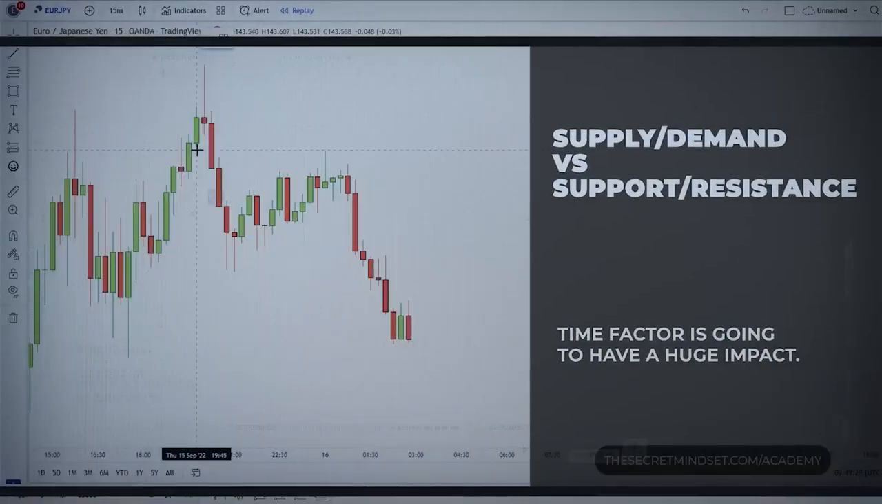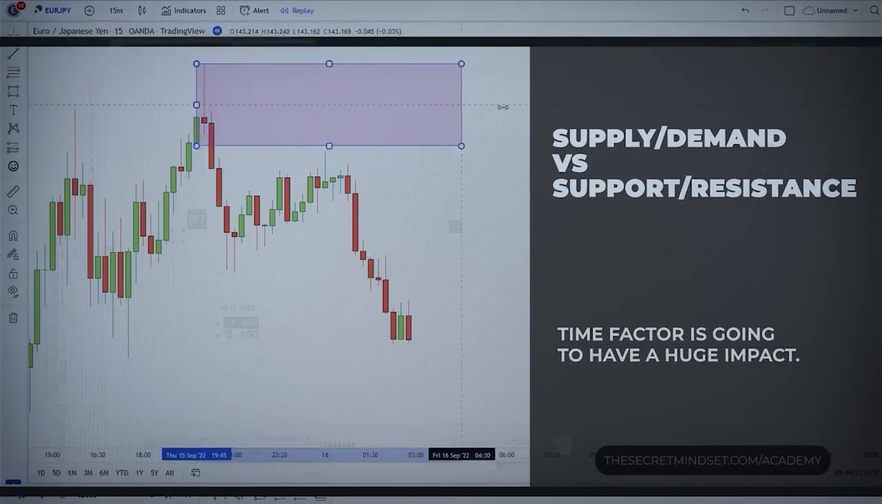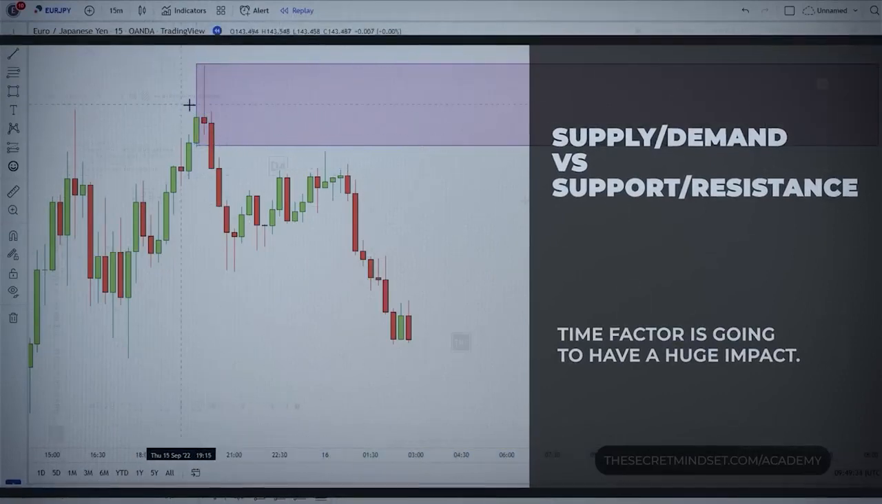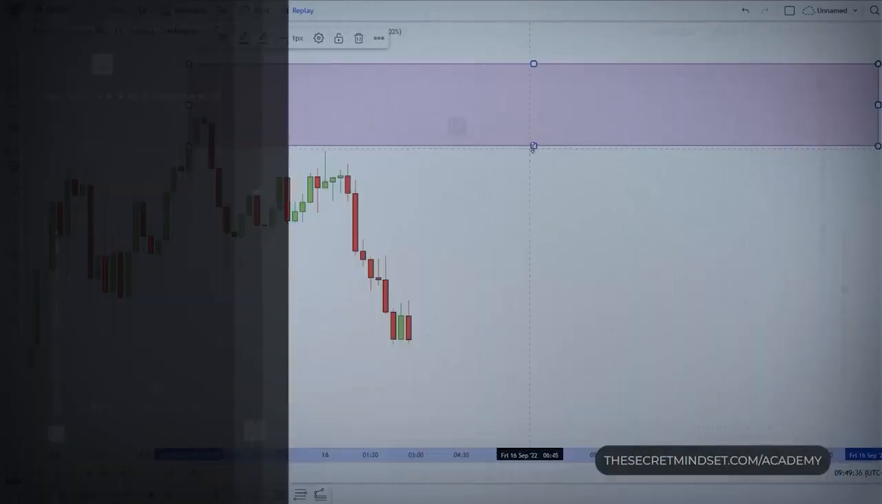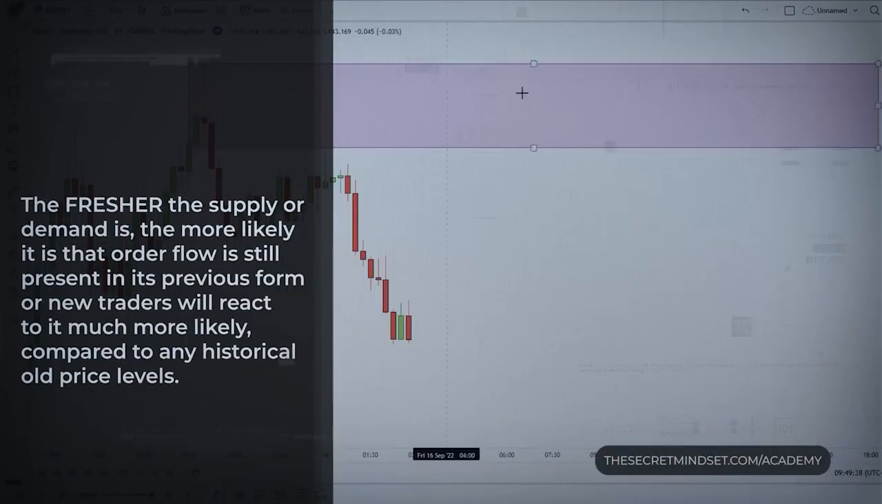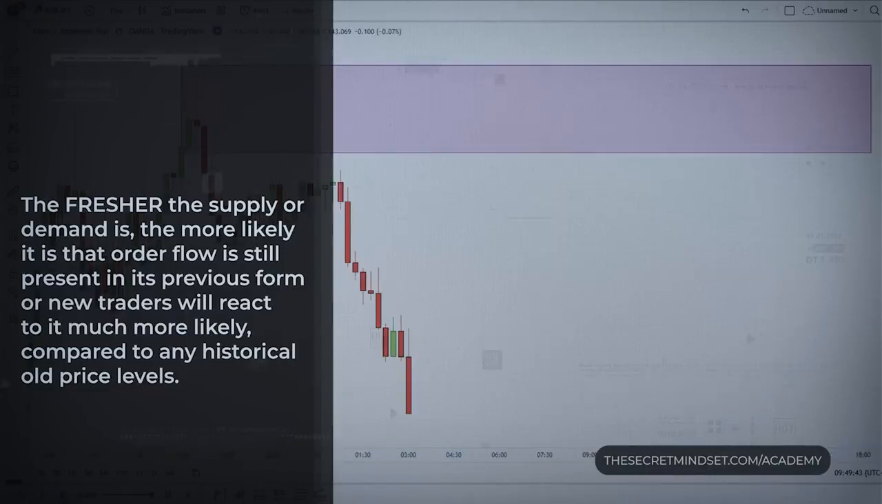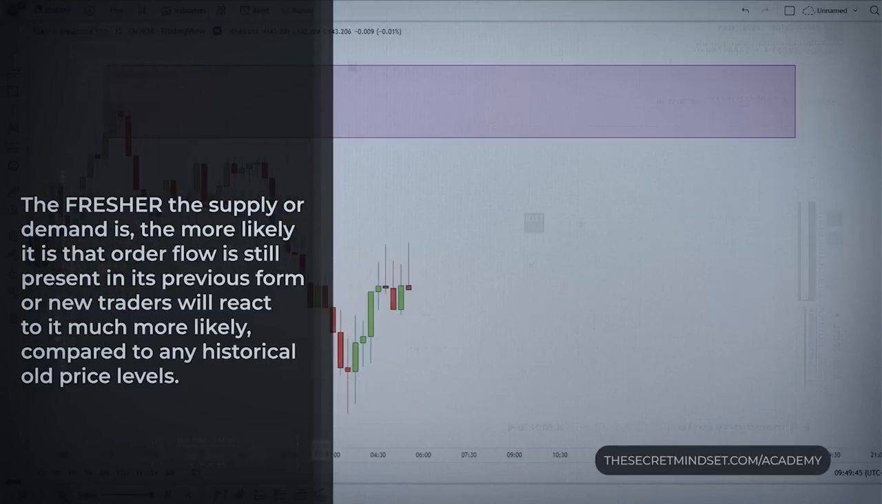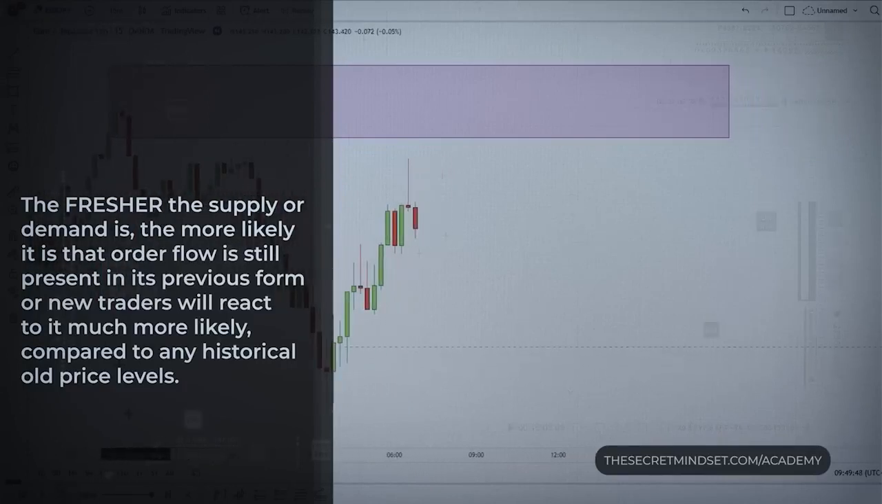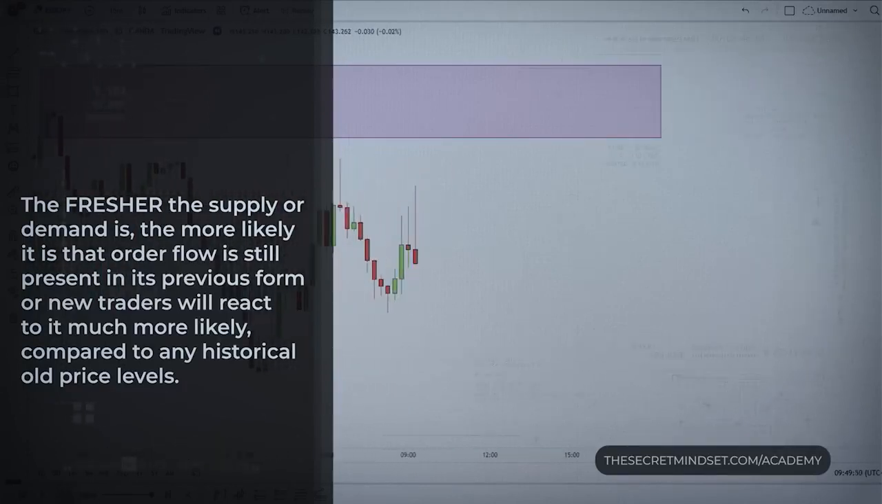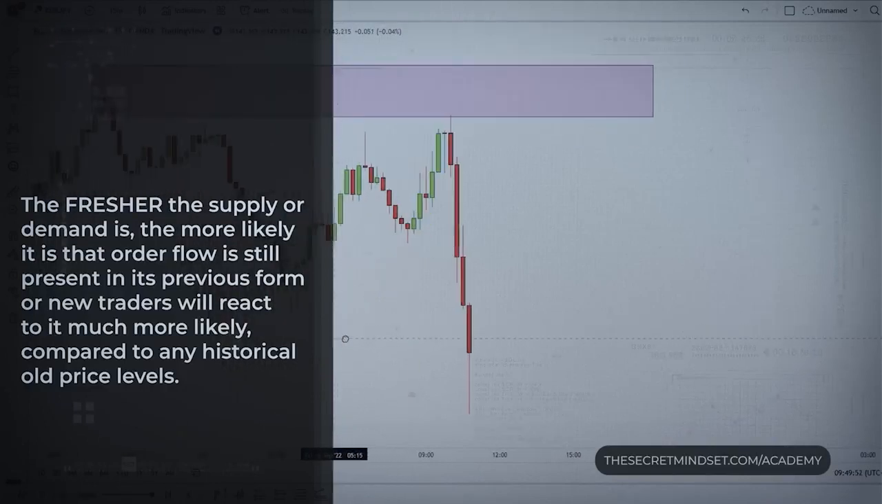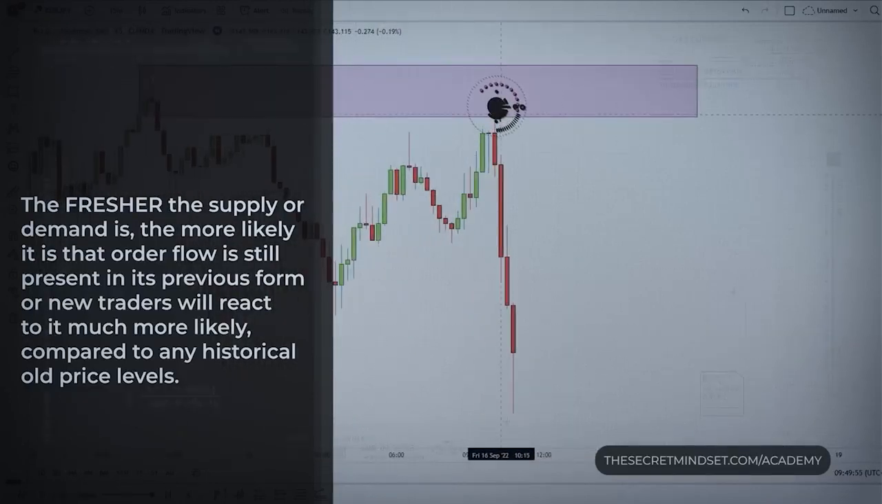So, when it comes to supply and demand zones and support and resistance levels, the time factor is going to have a huge impact. Order flow will reposition itself over time. That is a statistical, mathematical factor, meaning that the fresher that supply or demand is, the more likely it is that order flow is still present in its previous form, or new traders will react to it much more likely compared to any historical old price levels.